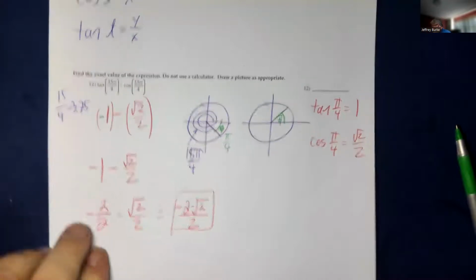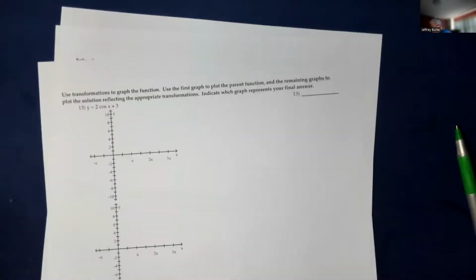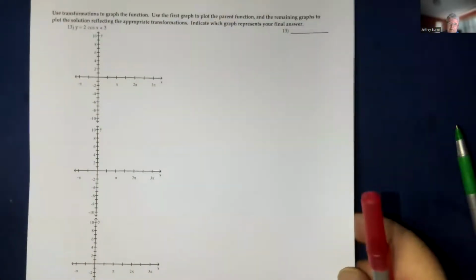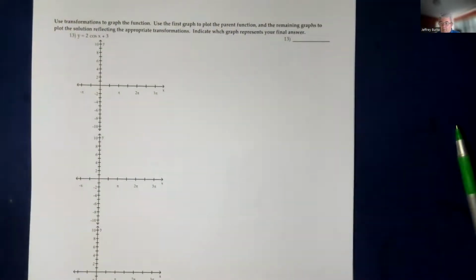Okay, let's take a look at question 13. One of the things I find helpful in a question like 13 is to include a couple of transformations and then have you map these out. I decided to include a few graphs, like the original functions. It says use the first graph to plot the parent function and then the remaining graphs to plot the solution.